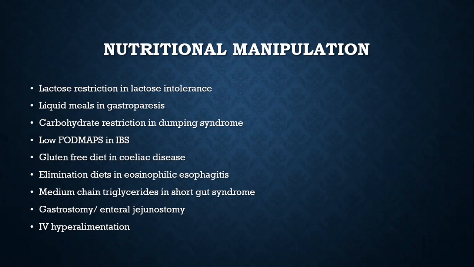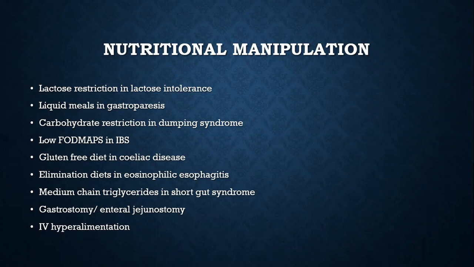Gluten aggravates celiac disease, so a gluten-free diet is given in celiac disease. We all know celiac disease can cause ataxia and myoclonus. This gluten-free diet itself can reduce ataxia. It itself is the treatment of ataxia. One specific diet called the elimination diet is given in eosinophilic esophagitis. In short bowel syndrome, fats will not be digested, so we supplement them with medium chain triglycerides.